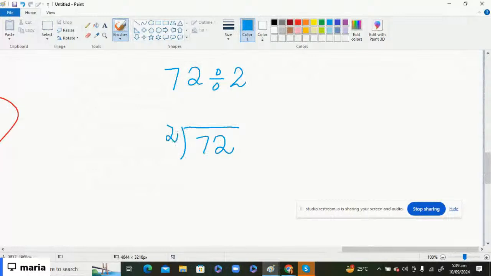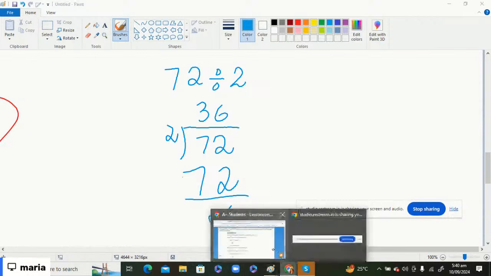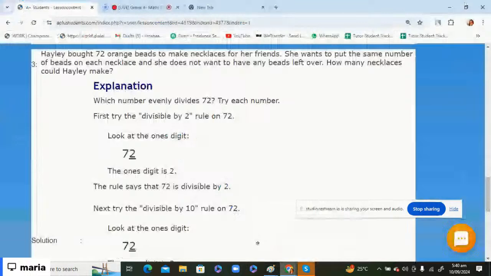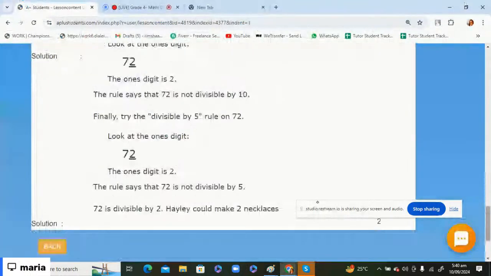2. So 2 times which number is 72? 36 times 2 is 72. So here the answer is 36. Let's check, is it right? Yes. So this is 2.